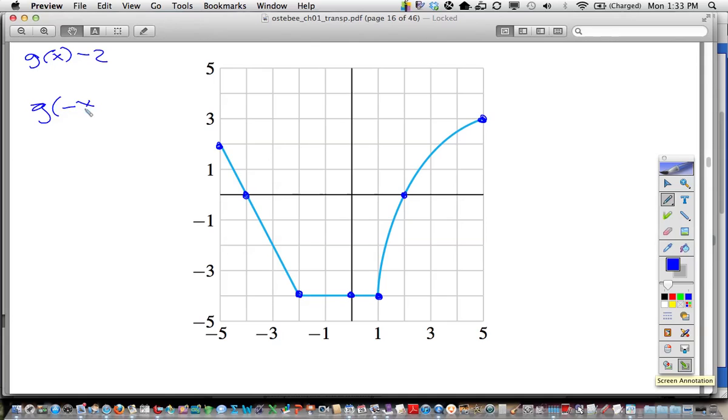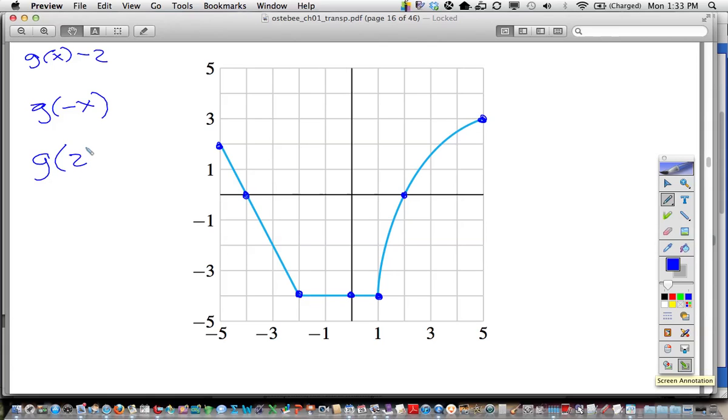All right, what if I have g of negative x? What is that? That's which way? It's on the inside, so it affects the inputs, and the inputs are horizontal. So it's going to be this way. So this point will go where? Instead of being here at negative 4, it'll be there at positive 4. And this point, which is over here at negative 5, will be over there at positive 5, right? And they'll just flip that way. And then you flip all those points. What about this point right here? It'll stay the same, right? Okay.